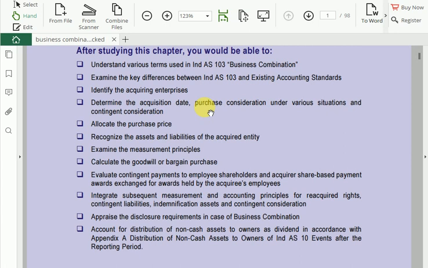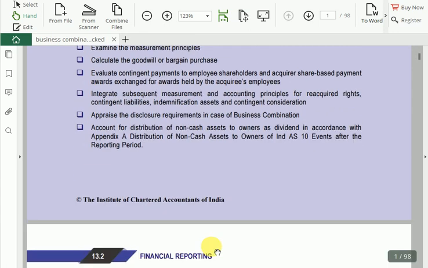Say for example, allocate the purchase price, recognize the assets and liabilities of the acquired entity, examine the measurement principle, calculate the goodwill or bargain purchase. Here capital reserve is known as bargain purchase. Evaluate contingent payment to employee shareholders and acquirer share-based payment awards exchanged for awards held by the acquiree's employees. Understand subsequent measurement and accounting principles of reacquired rights, contingent liability, indemnification asset and contingent consideration. Appraise the disclosure requirements in case of business combination. Account for distribution of non-cash assets to owners as dividend in accordance with Appendix A, and distribution of non-cash assets to owners under Ind AS 10, events after the reporting period. These are the learning objectives.